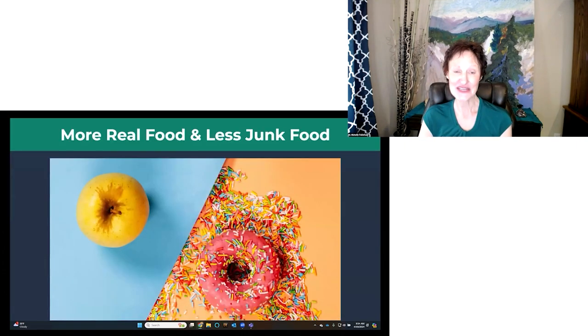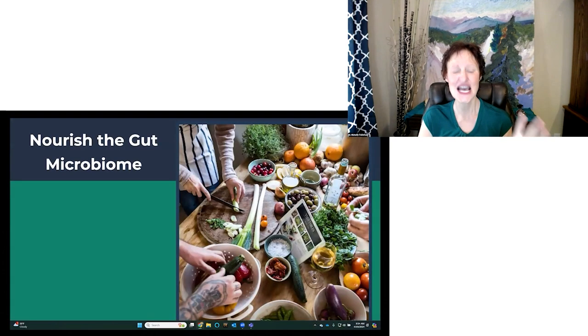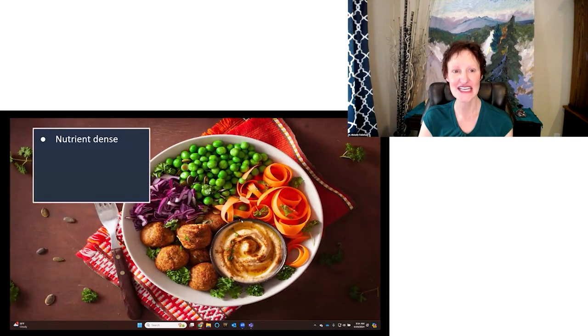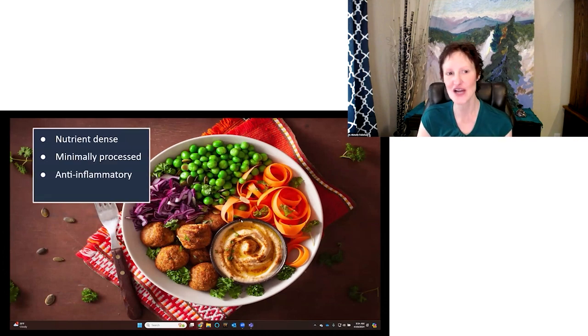So what is the remedy for this? It's eating more real food and less or no junk food. It's eating those high quality foods. It's nourishing the gut microbiome with a whole food, plant forward way of eating. We want to be eating foods that are nutrient dense, that are minimally processed or unprocessed, that are anti-inflammatory and that are fiber rich. So we need to be eating a lot of plants.